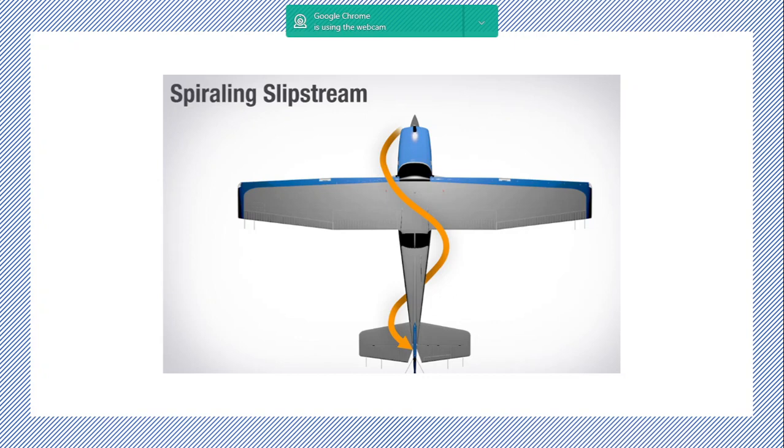So one was the net torque because of the power plant. The other one is the spiraling slipstream. Slipstream is not a gust of wind, you can't call it a gust, but the stream of air that is pushed behind, that spirals around the fuselage and the body of the aircraft and finally impinges on the vertical tail.